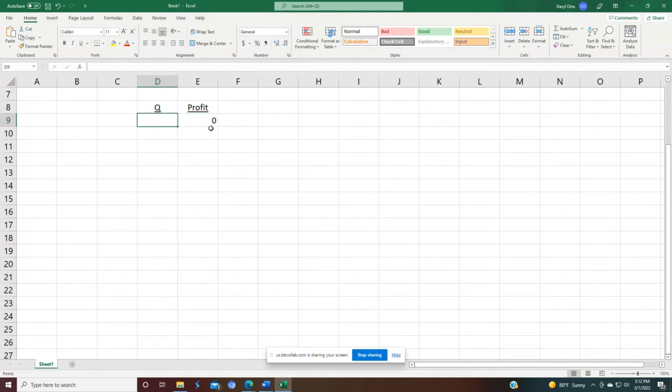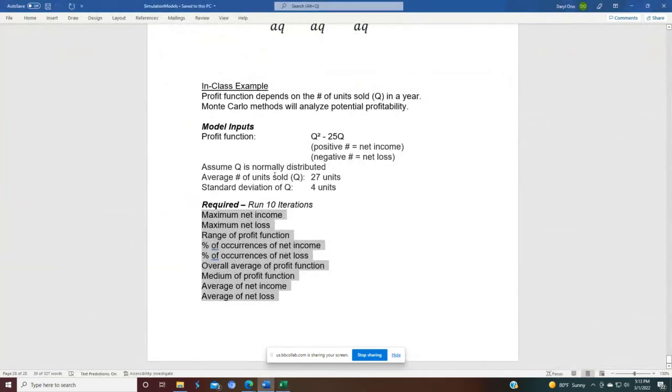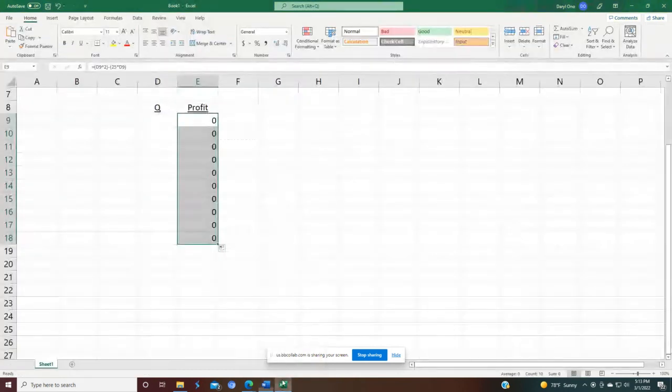Let's clear this for a second. And we want to run 10 iterations: 2, 3, 4, 5, 6, 7, 8, 9, 10. So we'll run 10 iterations. The Q will be a random input. We'll assume that Q is normally distributed, mean of 27, standard deviation of 4. That's a random input into our system, Q, the number of units sold.